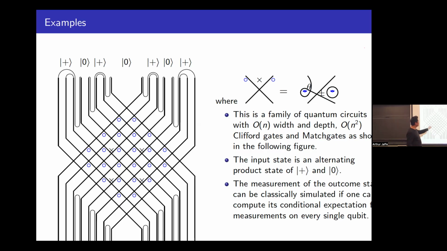And the output state has kind of large entanglement. There are all kinds of bad properties if we want to consider this for classical simulation. And then if we want to simulate the measurement of this, essentially we need to compute the conditional expectation of every single qubit measurement in polynomial time. Then we can simulate the sampling process.